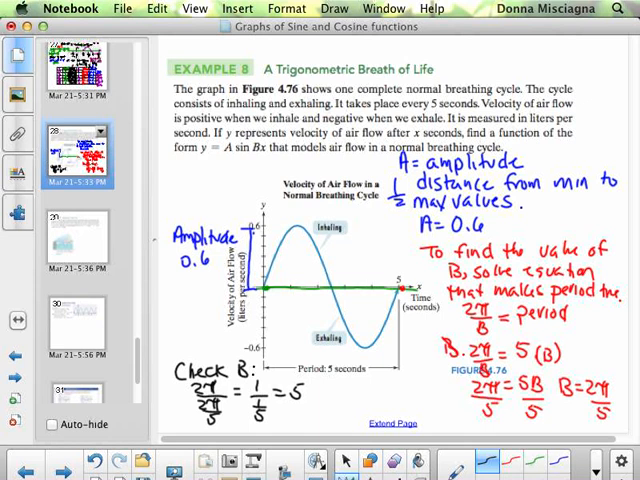And then we can write the equation. So our equation, I'll put it right here, is y equals 0.6 sine 2 pi fifths x. And there we go. And that's all there is to it.